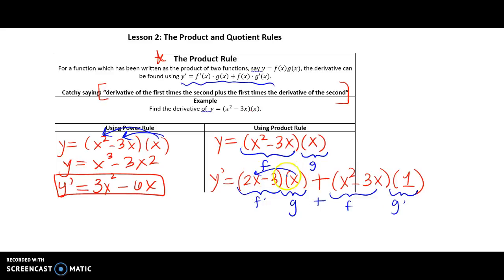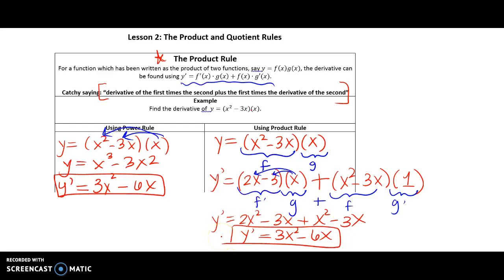From here, of course, because you know I want simplified answers, I would have to do a little bit of algebra, and I would see here that y prime is equal to 2x squared minus 3x plus x squared minus 3x. Combining like terms, I get y prime equals 3x squared minus 6x. Kind of cool. We get the same result.